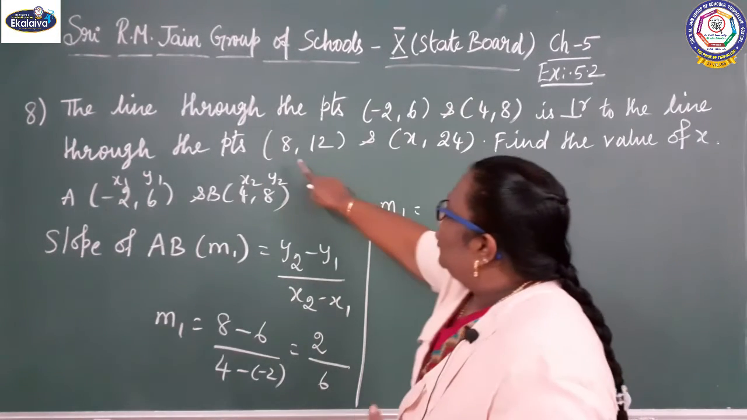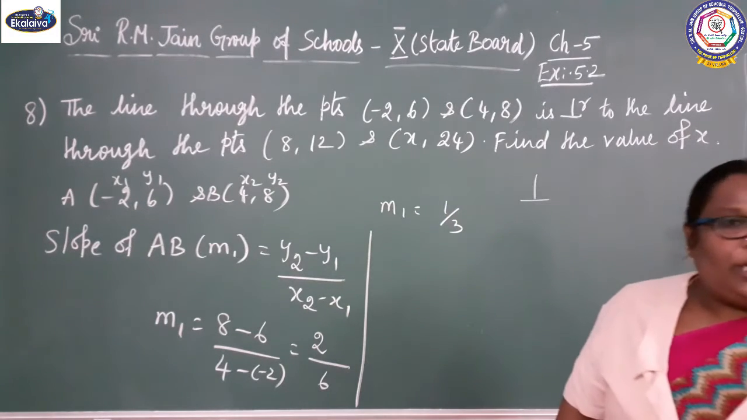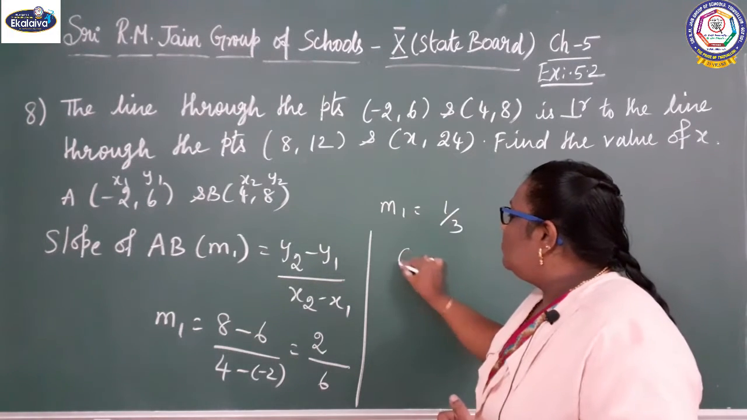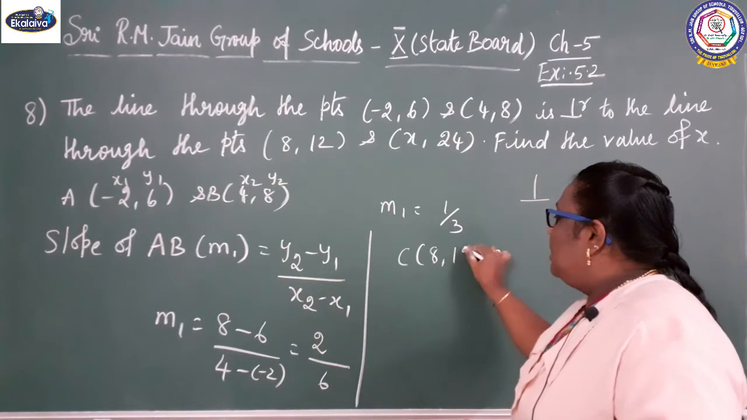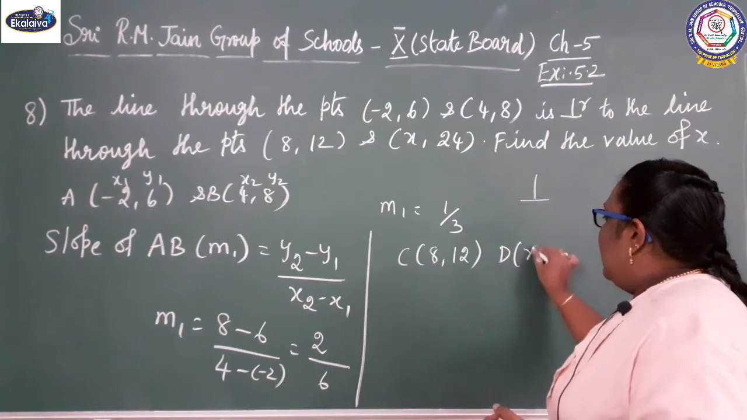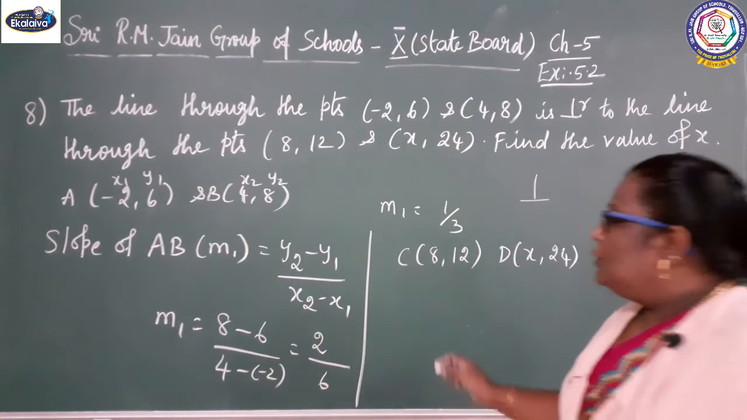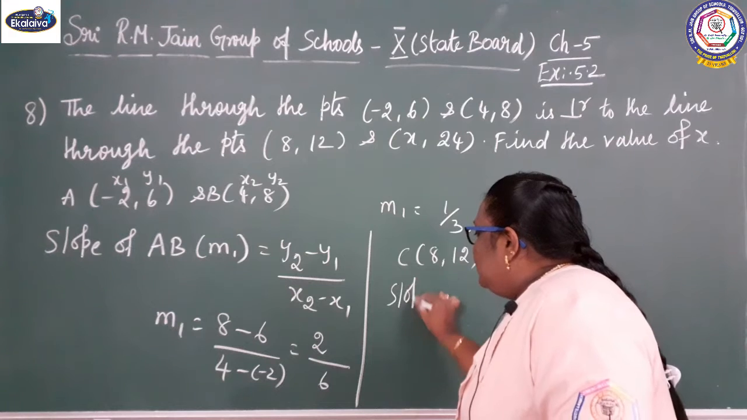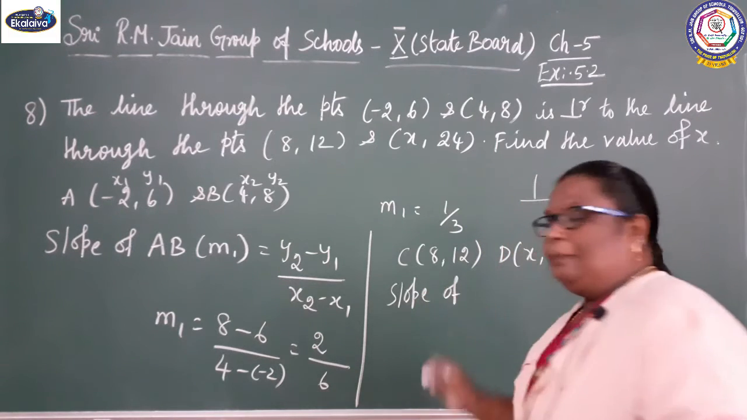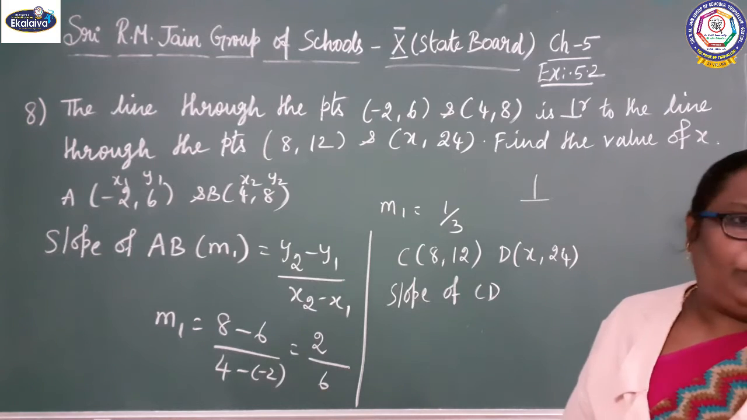Next you move on to the next 2 points. What are the next 2 points? 8, 12 and x, 24. You can take this point as C, 8, 12, and D point is x, 24. So the slope of CD is M2.